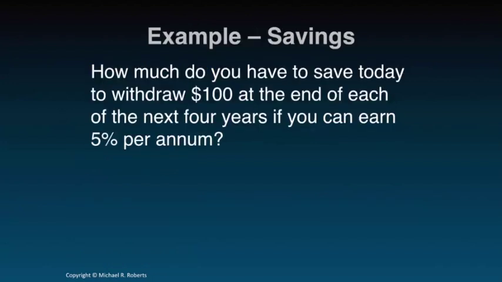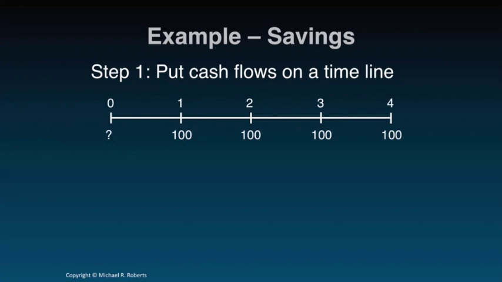Let's do an example. How much money do you have to save today to withdraw $100 at the end of each of the next 4 years if you can earn 5% per annum? The first step in tackling any problem is to just put the cash flows on a timeline. Let's get our bearings straight. The question is, how much do I need today? So how much do I need today, period 0, if I'm going to withdraw $100 each year over the next 4 years thereafter? Well, the naive thing to do would be to just add these and say $400.